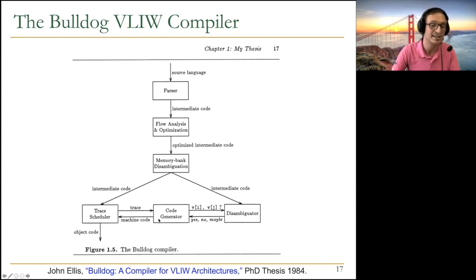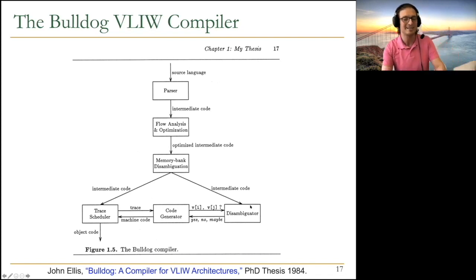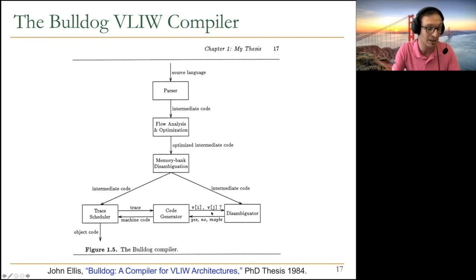And you can see there's a trace scheduler, code generator, etc. I'm not going to talk about that. There's also memory disambiguation that you need to do, whether two references go to the same location whenever you have pointer accesses, for example. And that's one of the big problems in compilation, how to disambiguate these dependencies.